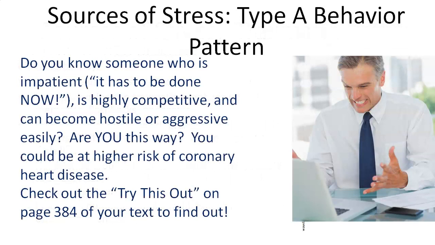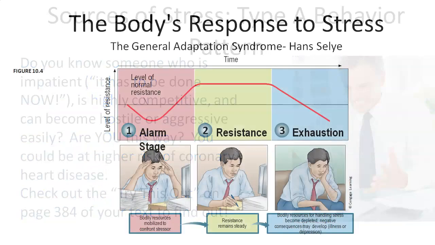Next thing, as I mentioned, was the type A behavior pattern. And the thing to know about this is if you happen to have this type of behavior pattern, you're at higher risk for coronary heart disease.